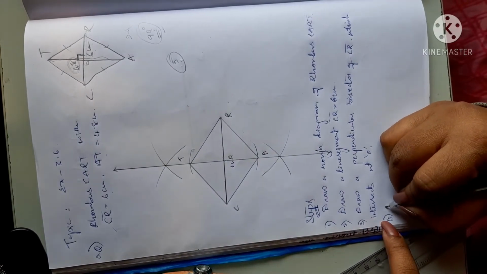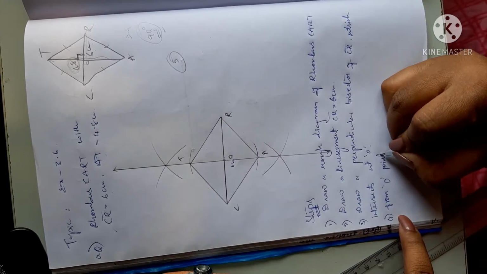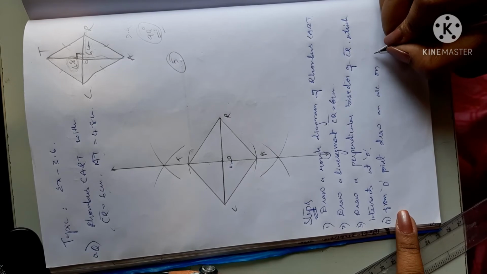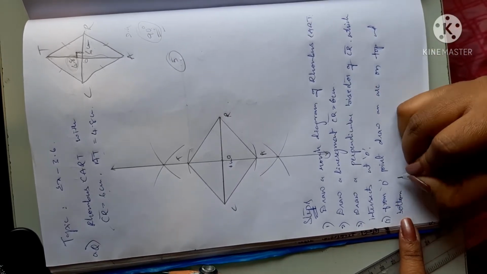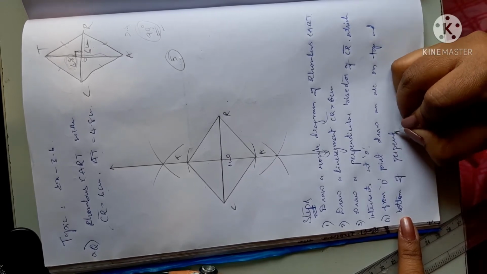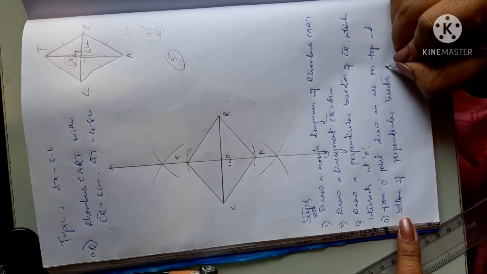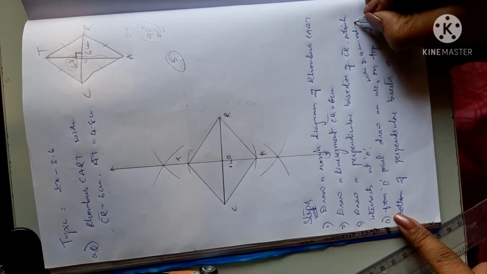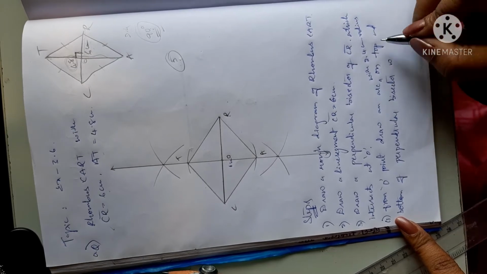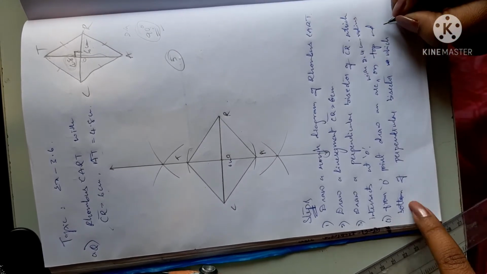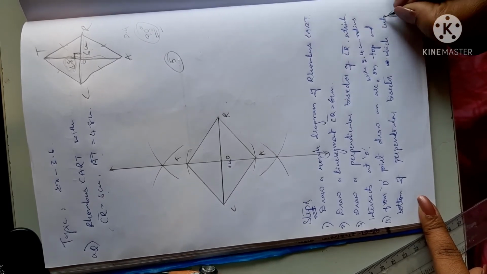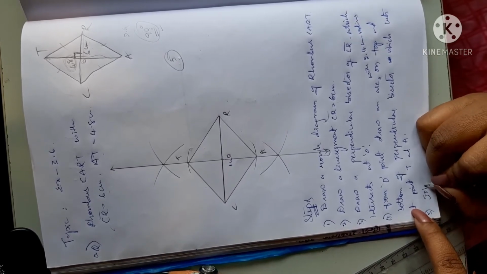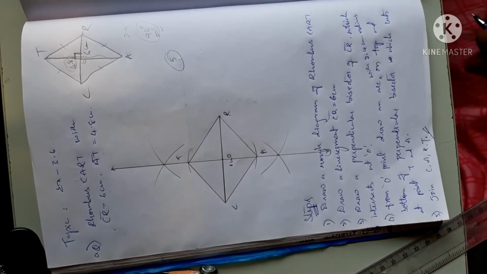Now from O point, by making O as a center, draw an arc with 2.4 centimeters radius on top and bottom of the perpendicular bisector, which cuts at points T and A. Last point, join C, A, R, T. That's it. Have you understood?